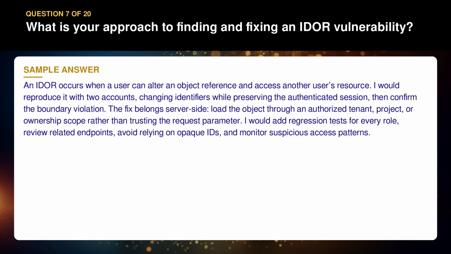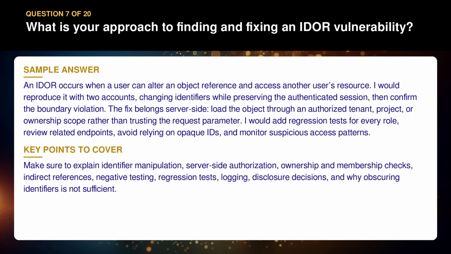Load the object through an authorized tenant, project, or ownership scope rather than trusting the request parameter. I would add regression tests for every role, review related endpoints, avoid relying on opaque IDs, and monitor suspicious access patterns. Make sure to explain identifier manipulation, server-side authorization, ownership and membership checks, indirect references, negative testing, regression tests, logging, disclosure decisions, and why obscuring identifiers is not sufficient.